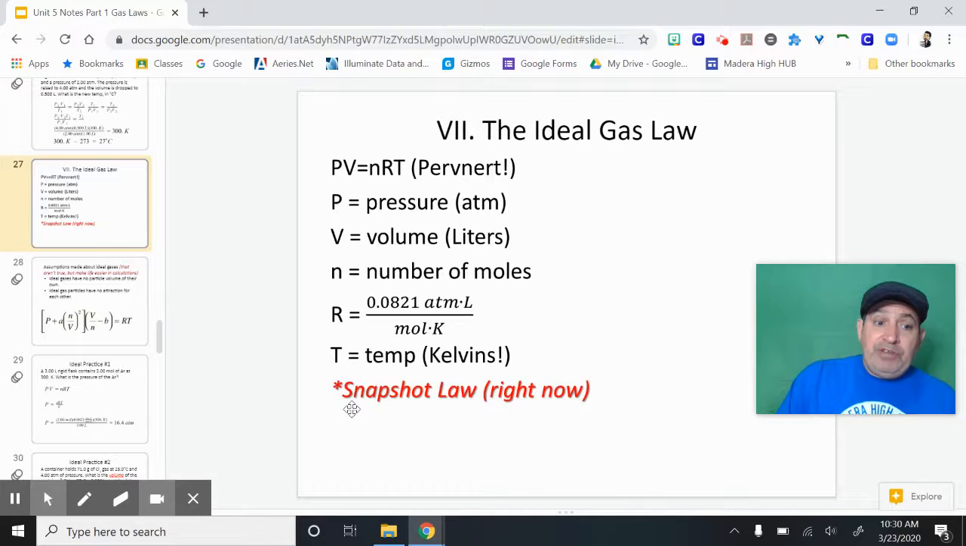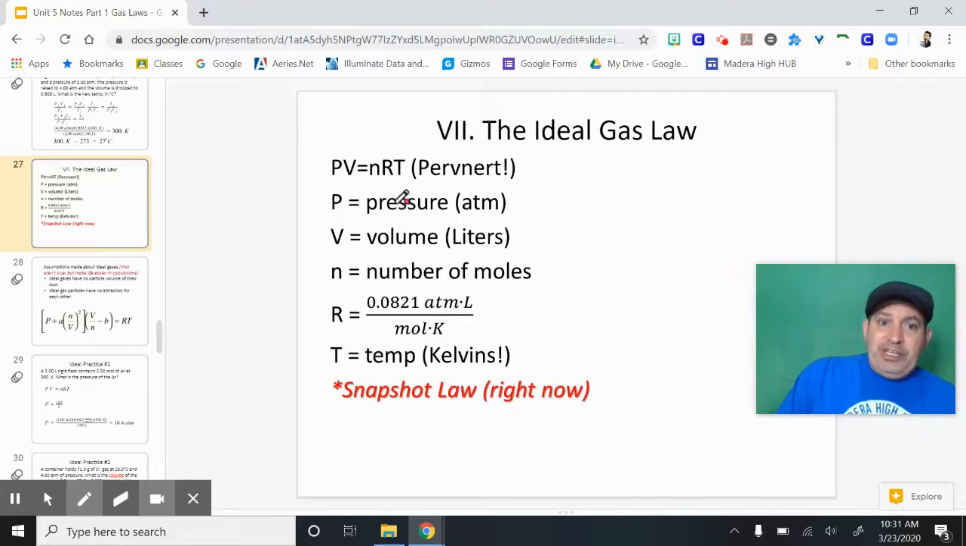So let's dive in. The ideal gas law, I mentioned a few weeks back and all throughout our time with the mole, that eventually we get to a point where we're not at STP and trying to figure out numbers of moles and things like that. And this is that time.